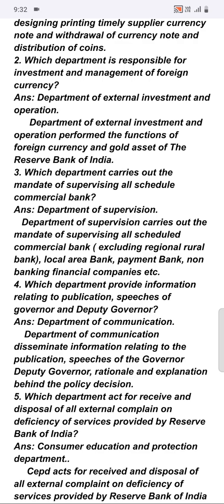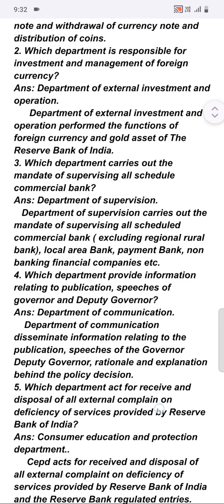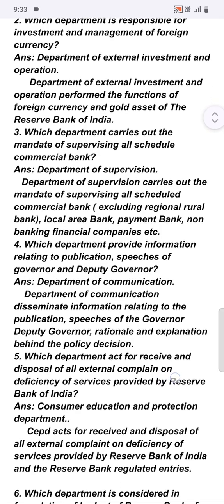Question number 4. Which department provides information relating to publications, speeches of the governor and deputy governor? So the answer is Department of Communication. Department of Communication disseminates information relating to publications, speeches of the governor and deputy governor, and the rationale and explanation behind the policy decisions.